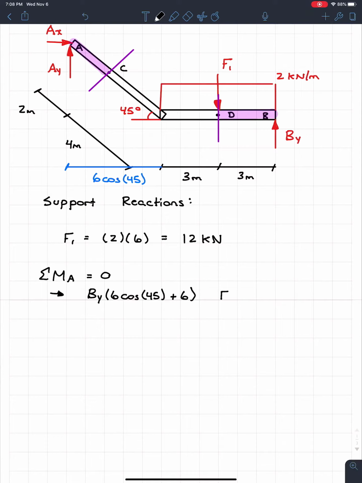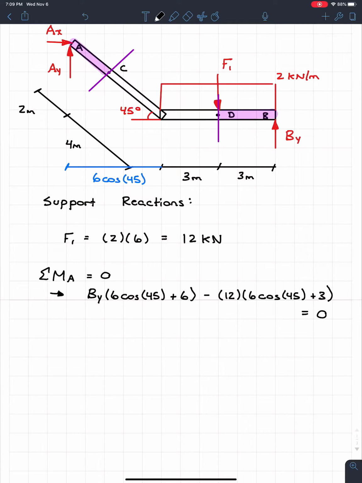Next, we have F1. And actually, we're just going to substitute F1. I don't know why I wrote F1. We know F1 is 12. And then its distance is going to be the 6 cosine 45. But instead of adding 6, we're only adding 3 meters to this one. And we see that this is going to create a clockwise rotation, so this one's going to be negative. And of course, all of this is equal to 0.